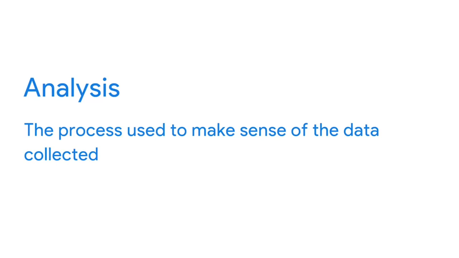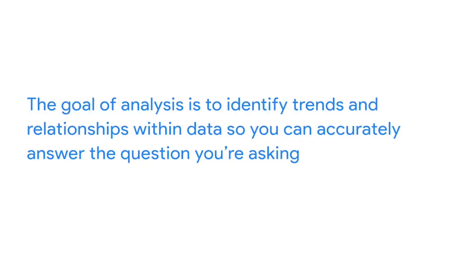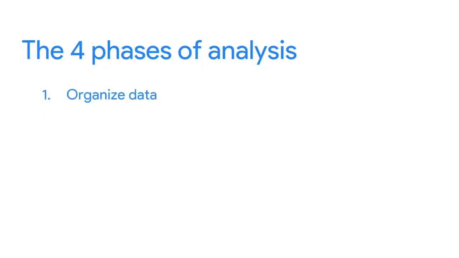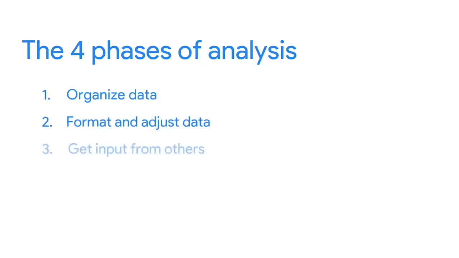Basically, analysis is the process used to make sense of the data collected. It means taking the right steps to perceive and think about your data in different ways. The goal of analysis is to identify trends and relationships within the data so that you can accurately answer the question you're asking. To do this, you should stick to the four phases of analysis: organize data, format and adjust data, get input from others, and transform data by observing relationships between data points and making calculations.